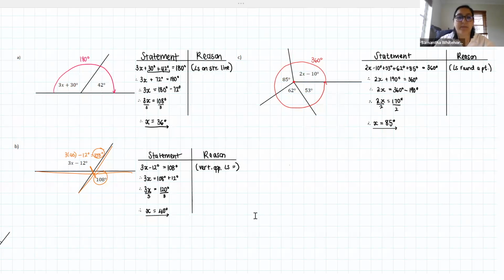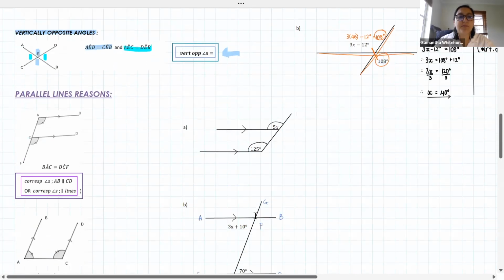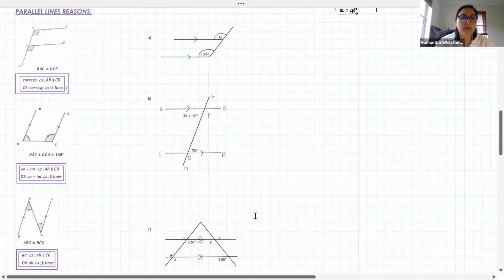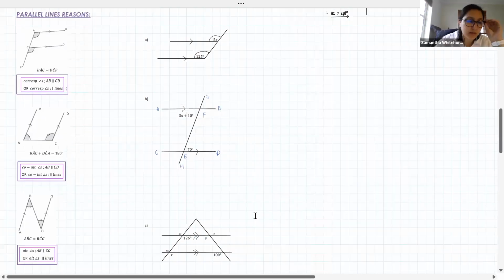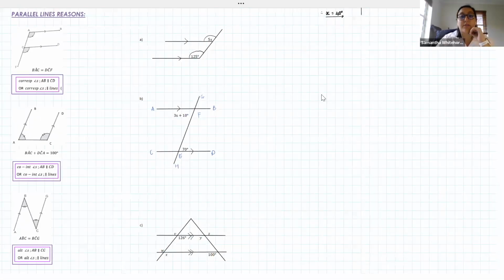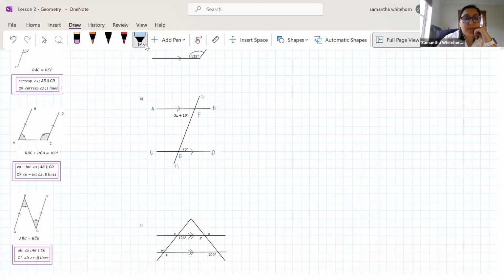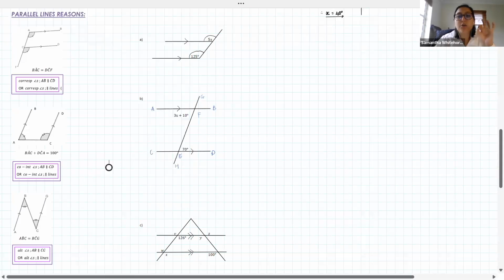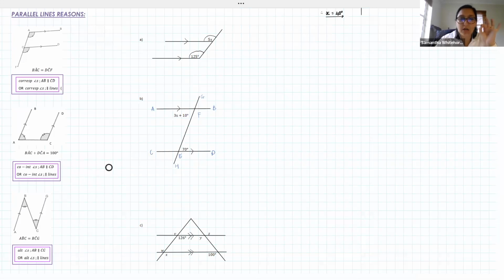Good, okay. Right, so the next group of reasons that we had a look at, again, just ignore the examples, we'll get to them, is our parallel line reasons. Now, your parallel line reasons, there are three of them, and let me say this very clearly, so ears open: you may only use these reasons if you are given parallel lines. If there are no parallel lines, you can't use them.